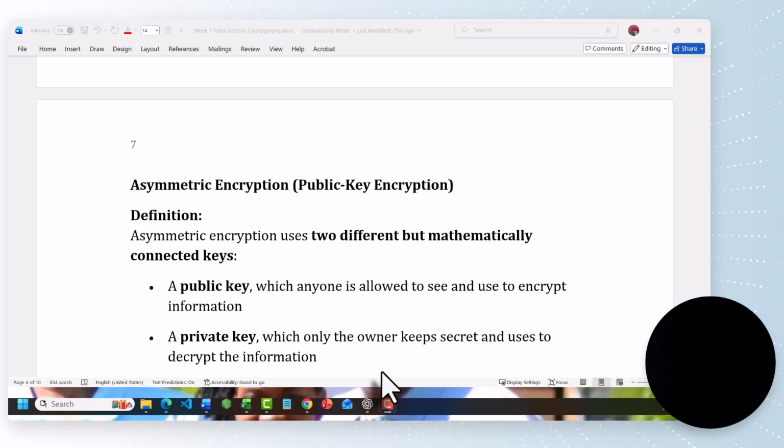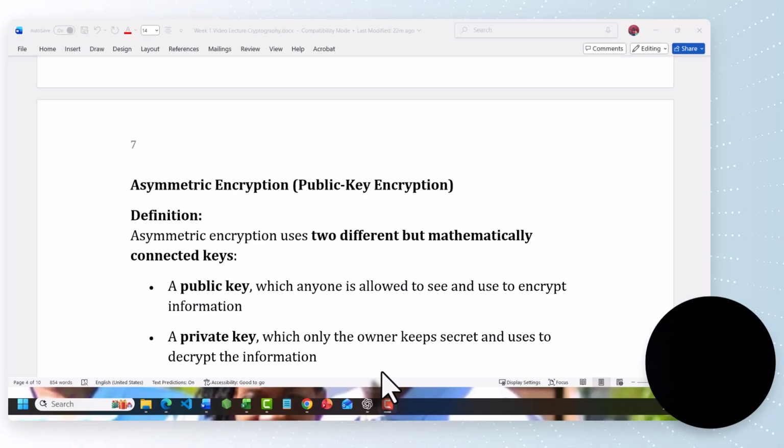Asymmetric encryption. Okay, we talked about asymmetric encryption, public key encryption. There's another name for it. Asymmetric encryption uses two different but mathematically connected keys. So in this case, we're talking about having two keys.